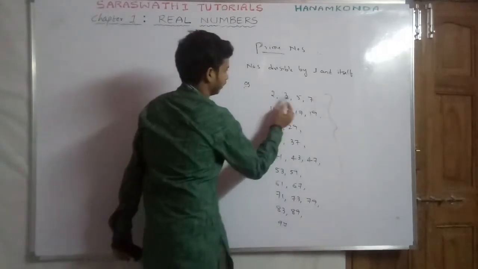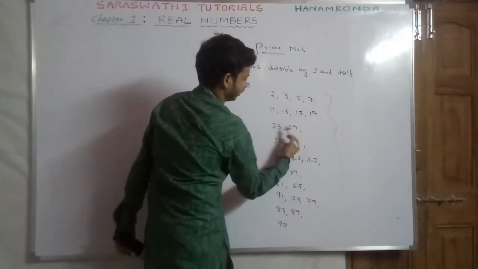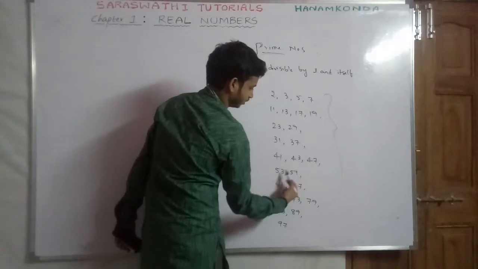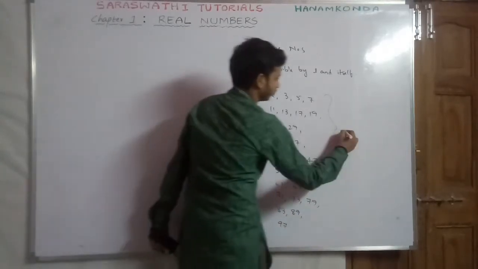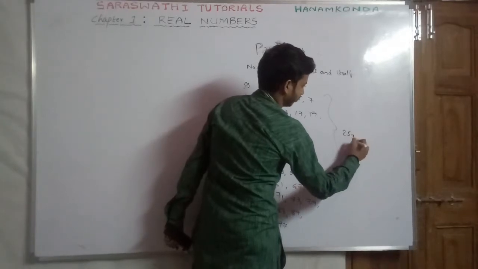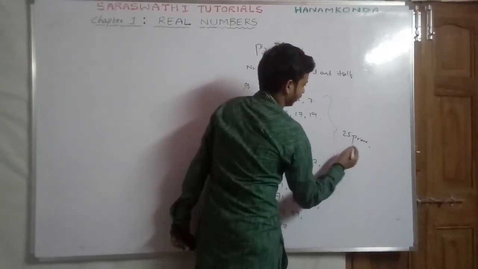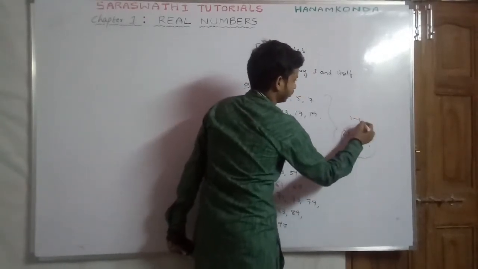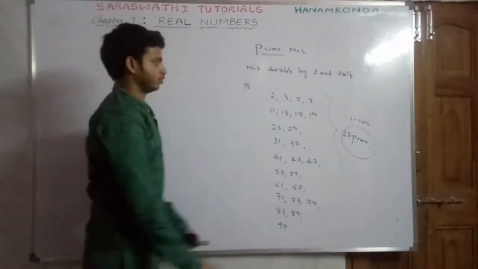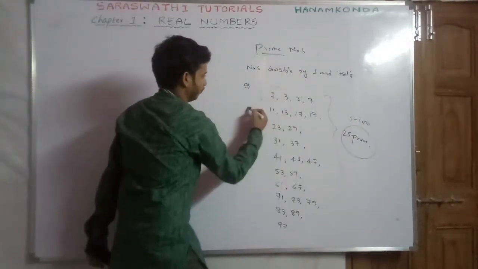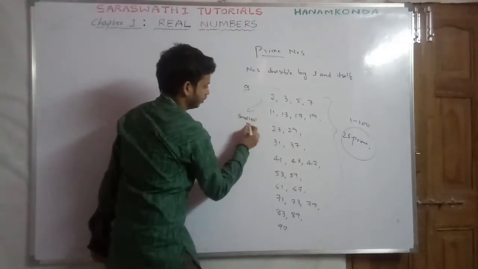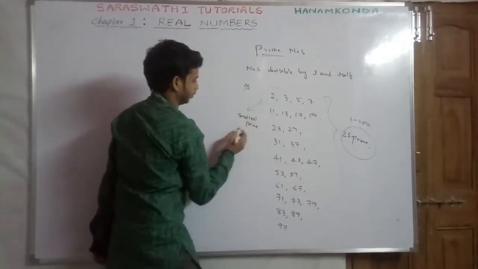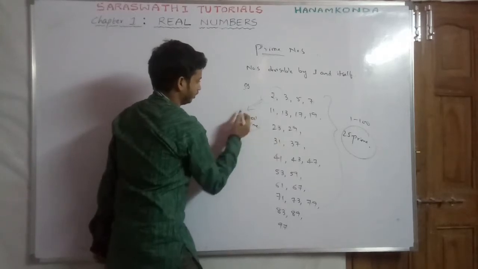If we count 1, 2, 3, and so on up to 25, there are 25 primes. So 25 prime numbers are there between 1 and 100. Out of these, 2 is the smallest prime number and it is the only even prime number.